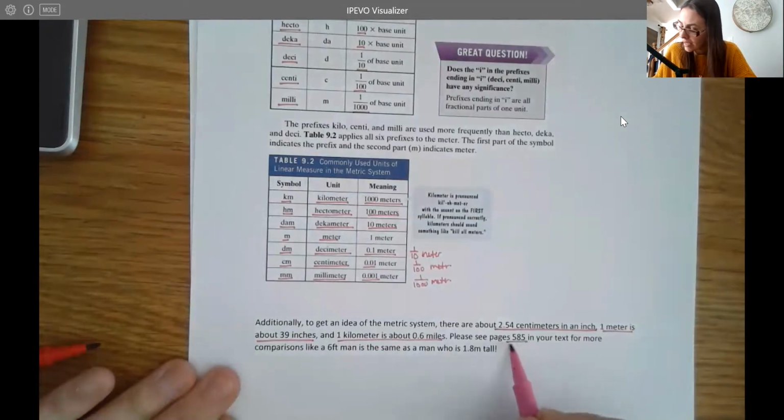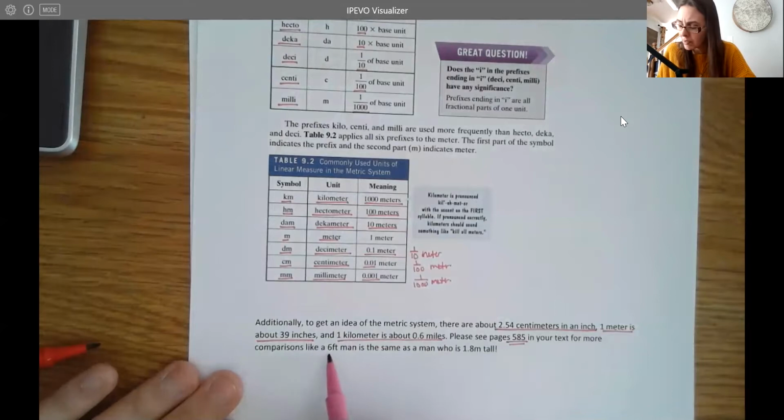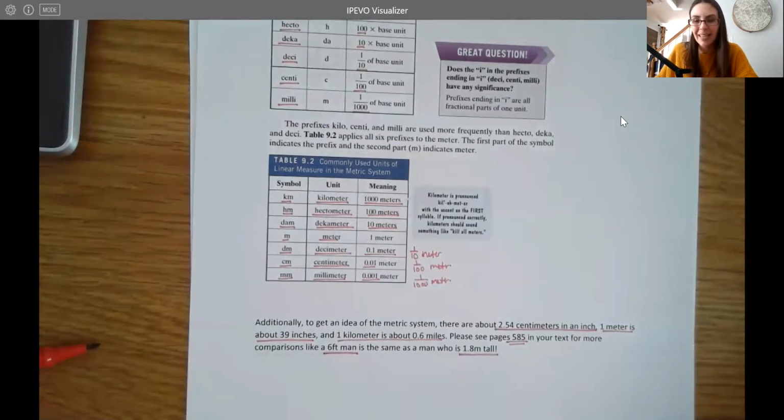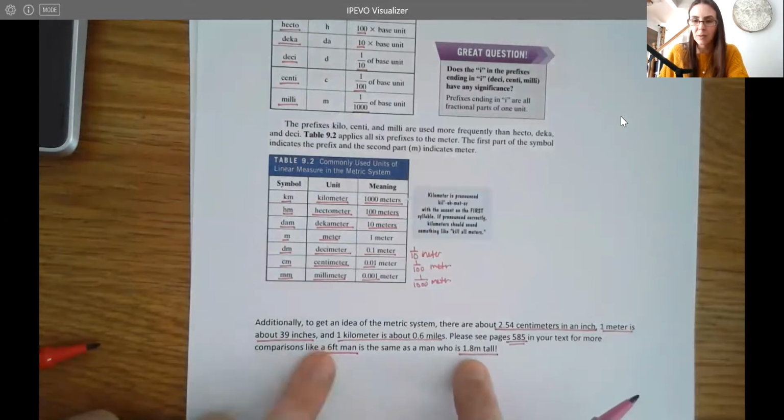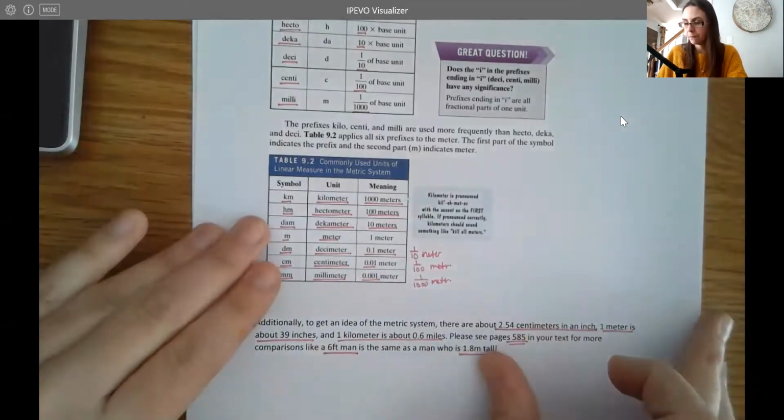You can also go to page 585 in your text, and there are a lot more comparisons there. For instance, a 6-foot man is the same as someone who is 1.8 meters tall. So 6 feet and 1.8 meters are the same height. It helps us to put these different lengths into better perspective.